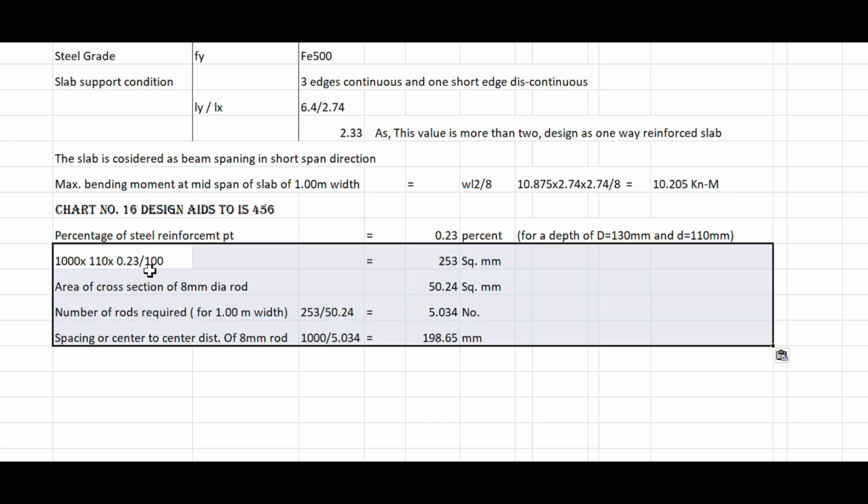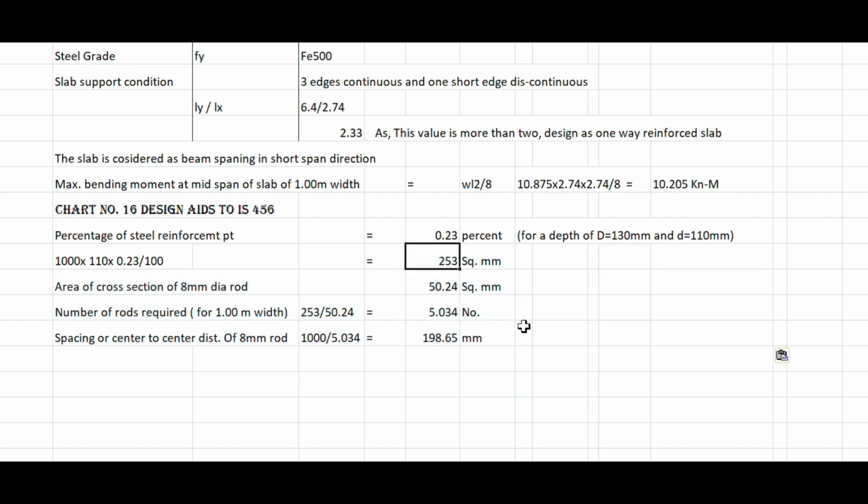The portion of slab is taken as 1000 mm into 110 mm into 0.23 percent, which gives 253 square mm of rod required there. Considering 8 mm diameter rod, this is the rod area. The number of rods required for 1 meter or 1000 mm is this much. So by dividing 1000 mm by the number of rods required for 1 meter, 198.65 mm is the spacing of the reinforcement as per the design, as per the actual calculations.